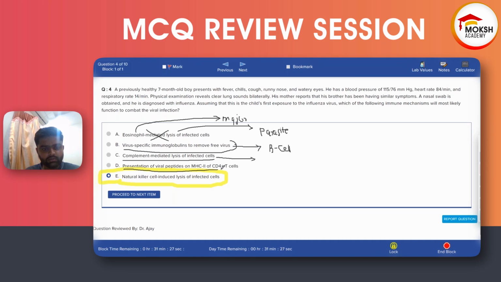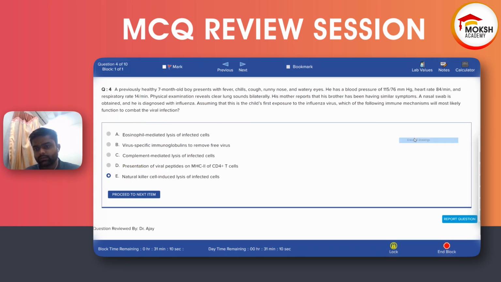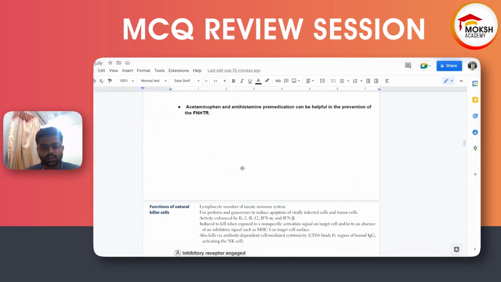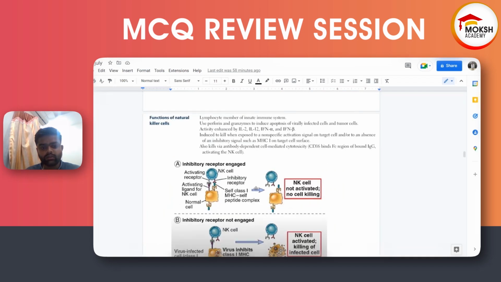Presentation of viral particles on MHC class 2 to CD4 T cells. This is usually seen during a second infection. They are asking about the first. Okay, and let's go through the pathophysiology, how they occur.